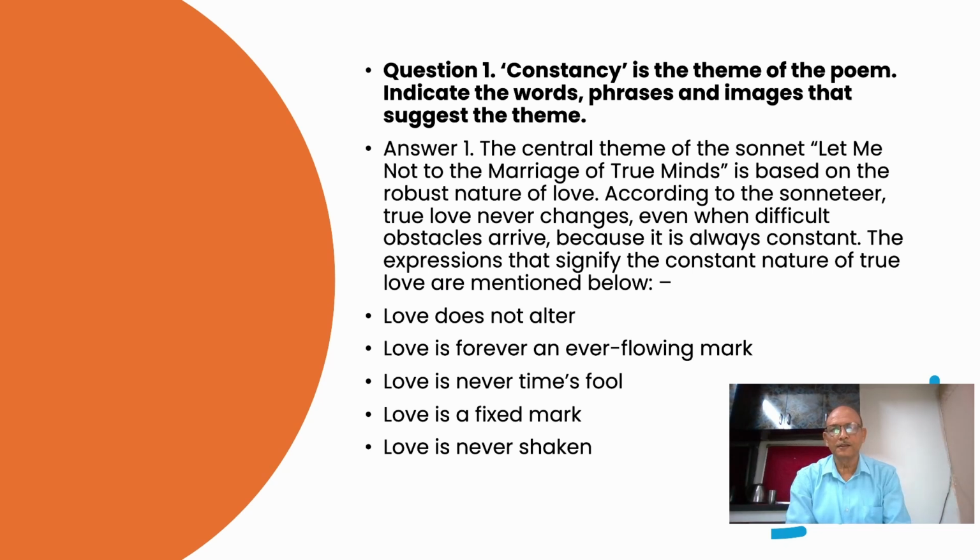Question 1. Constancy is the theme of the poem. Indicate the words, phrases, and images that suggest the theme. The central theme of the sonnet, "Let Me Not to the Marriage of True Minds," is based on the robust nature of love. According to the sonneteer, true love never changes even when difficult obstacles arise, because it is always constant.